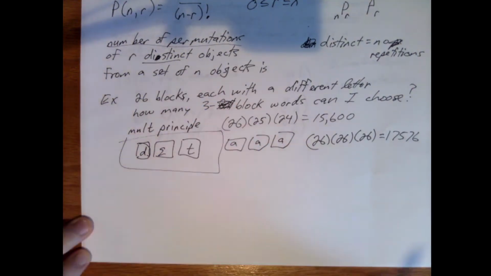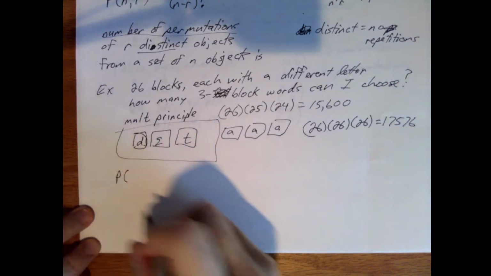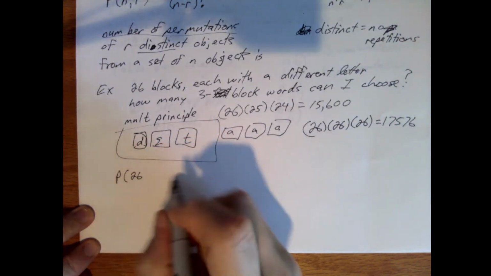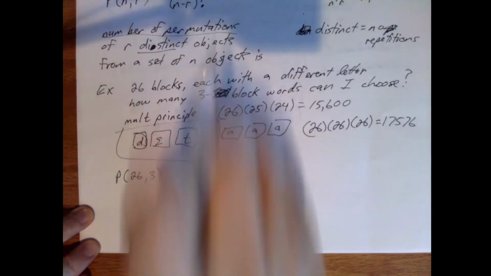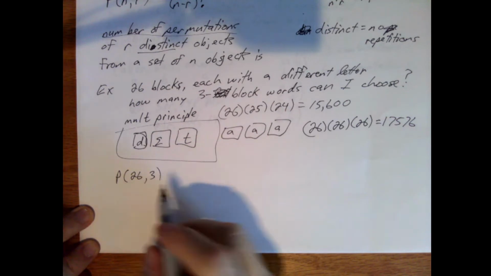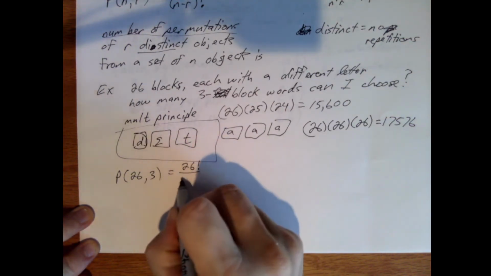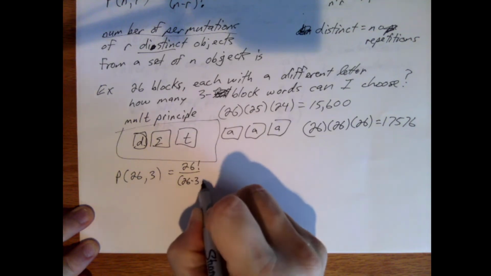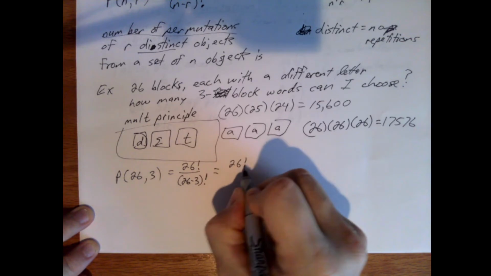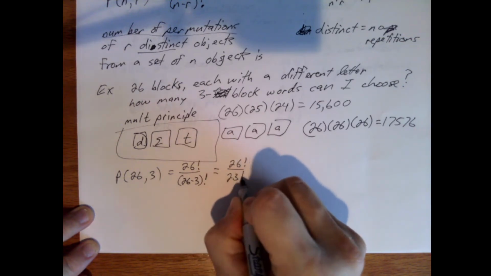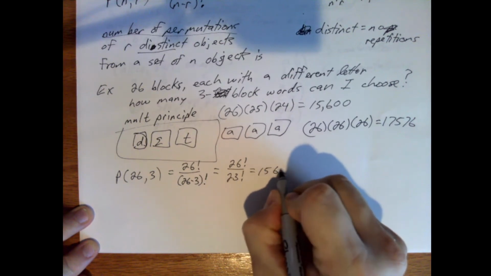How would the formula work for this, though? Well, our formula says, we have 26 blocks to choose from, and we're choosing 3. So I reach in, I grab 1, I grab 2, I grab a third. We have this right here. So this is 26 factorial divided by 26 minus 3 factorial, which is equal to 26 factorial divided by 23 factorial, which is equal to 15,600.